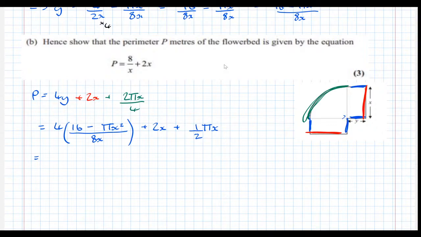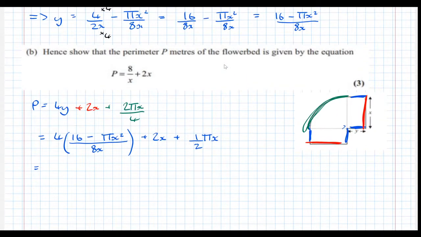Equals. So let's multiply this out now. We've got nice separate expressions. I think it was deliberately awkward of the first part to ask us to combine it over a single denominator. So 4 times 16, the top is 64, minus 4 pi x squared over 8x. And we've got plus 2x plus 1/2 x.